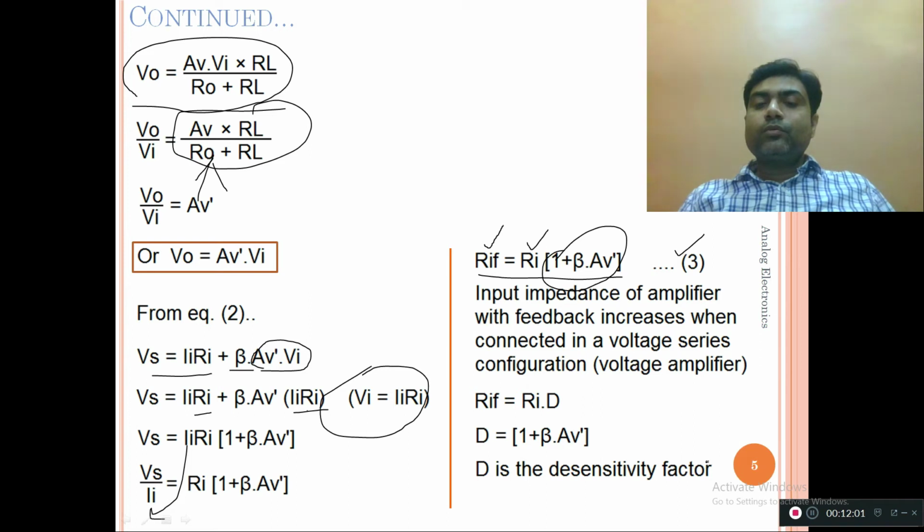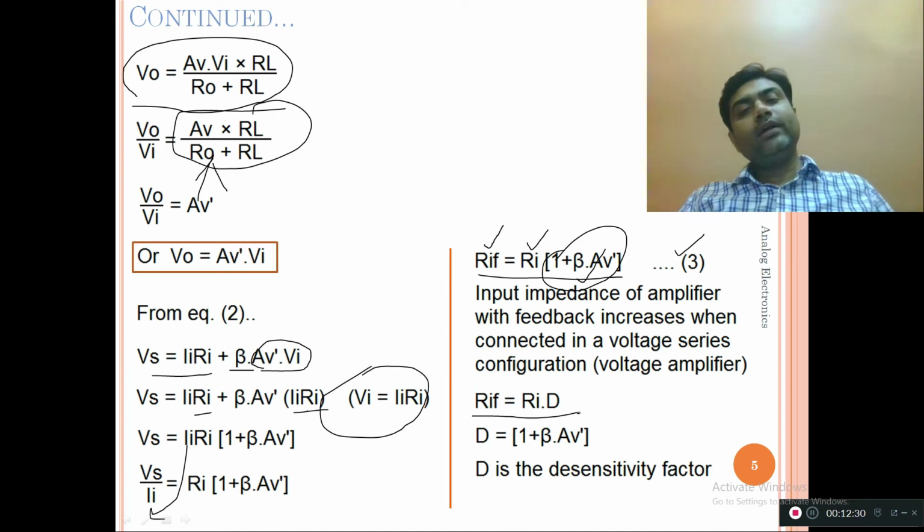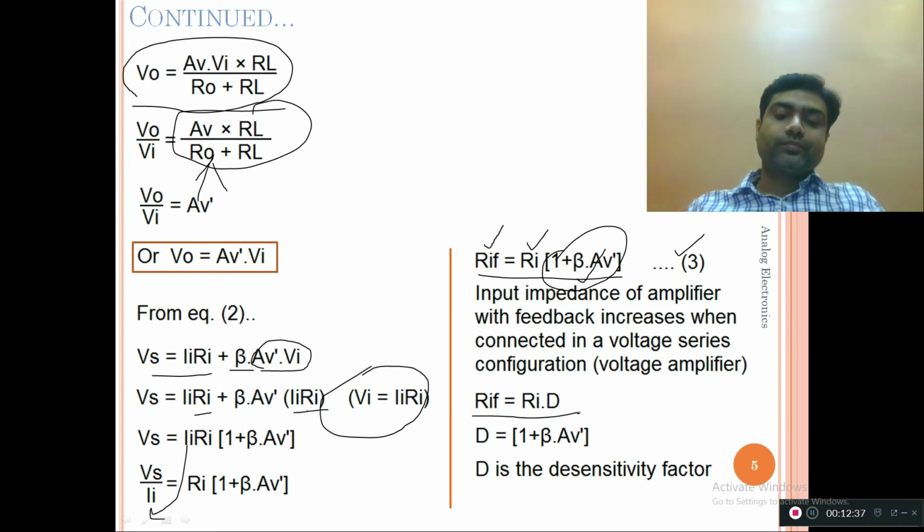So input impedance, what is the outcome? Input impedance of amplifier with feedback increases when connected in a voltage series configuration. And this particular term is known as desensitivity of the negative feedback amplifier. This desensitivity we'll discuss in some other lecture, why it is important. Just replacing this with a constant D, we can say that RIF is Ri into D. So RIF increases by the factor D if we apply the feedback in voltage series configuration.